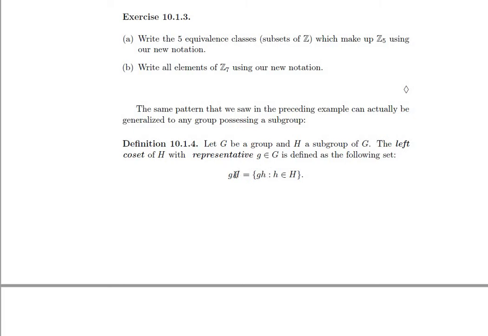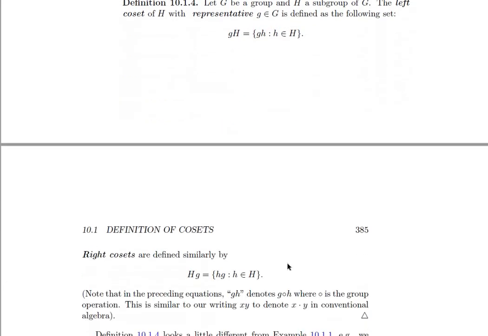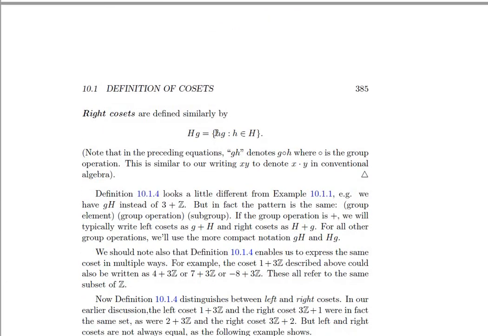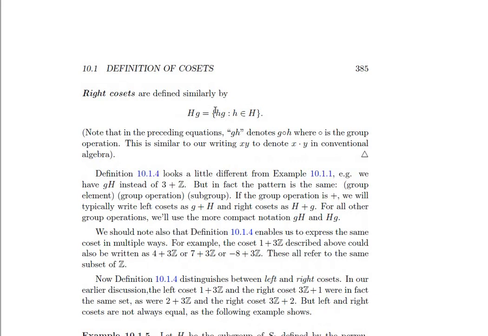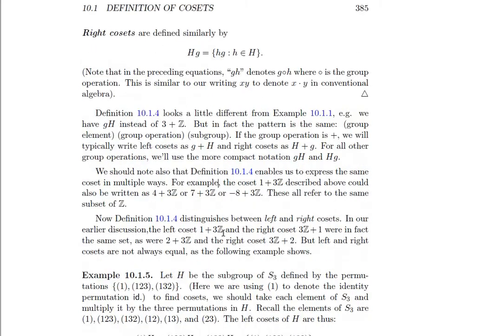So big H is a set, and this notation means take every element of that set, big H, and multiply it on the left with this particular element g from the group big G. Right cosets are defined similarly, where you take every element of the subgroup H and multiply on the right by the particular element g. Okay. So we talked about left and right cosets.